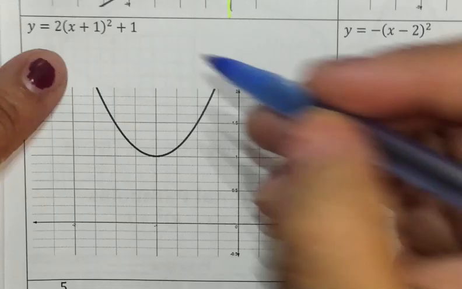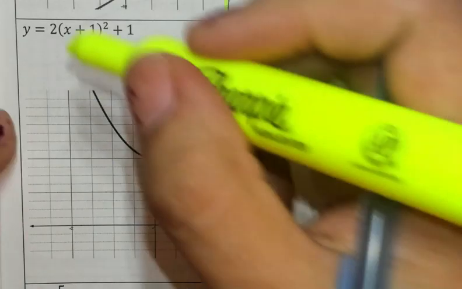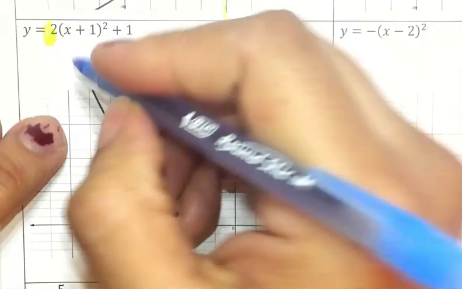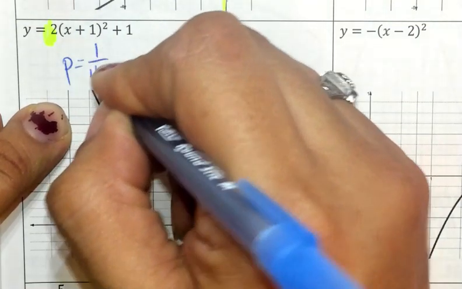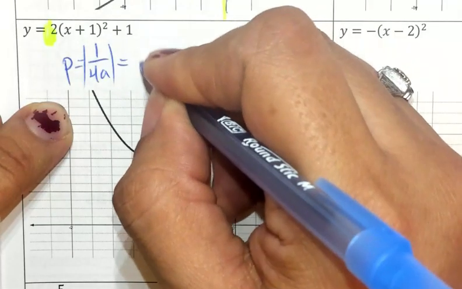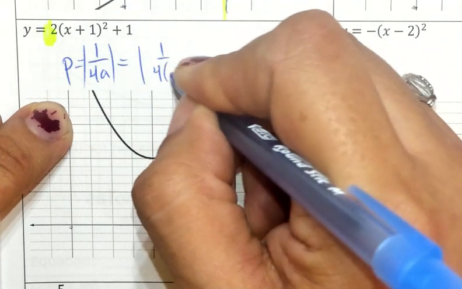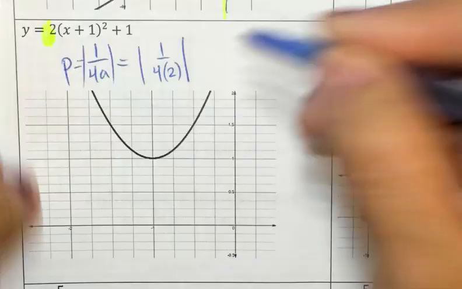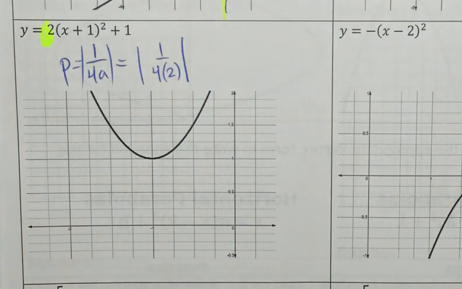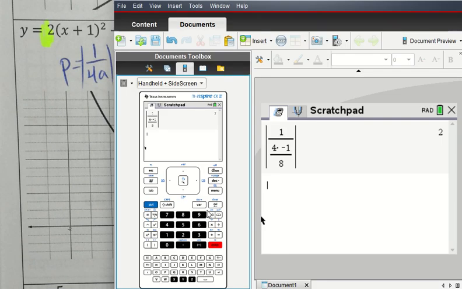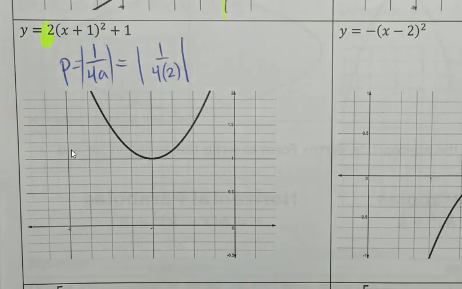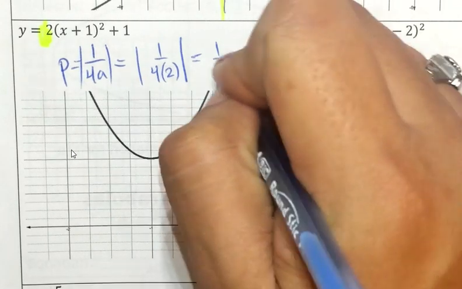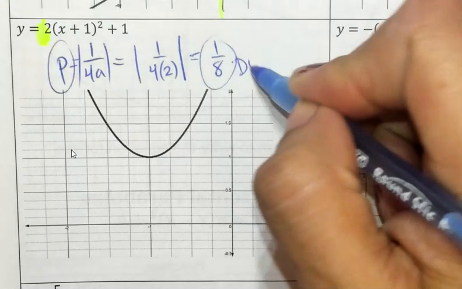So here's the A value, the 2. And we're going to do P equals 1 over 4A, absolute value of that. So 1 over 4 times 2. And we're going to type that in the calculator, or you could do it by hand if you want. Absolute value, control divide, 1 over 4 times 2. And that's 1/8. So your p-value is 1/8. That's your distance.